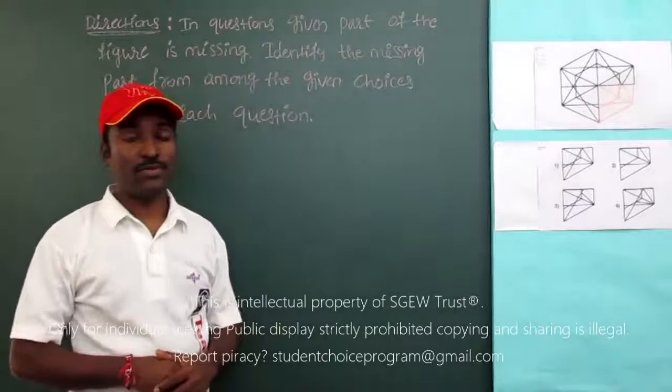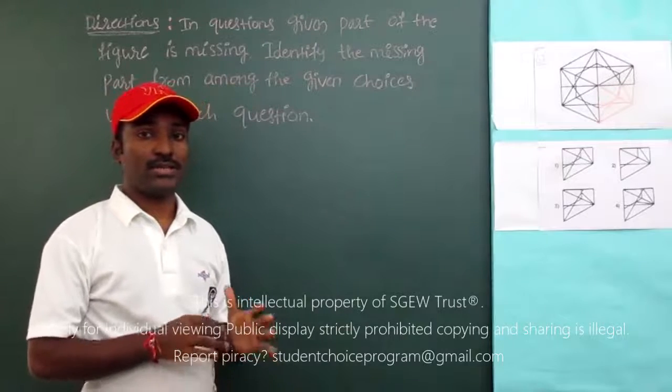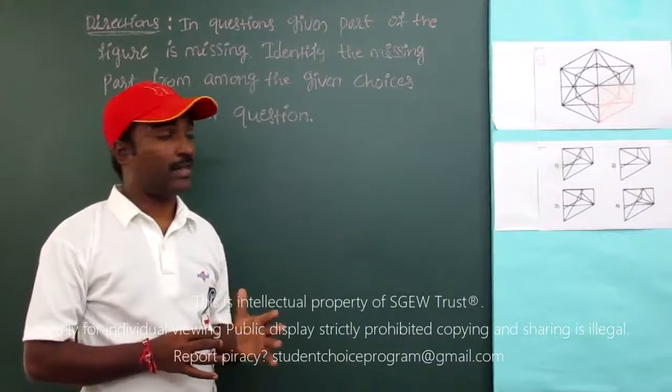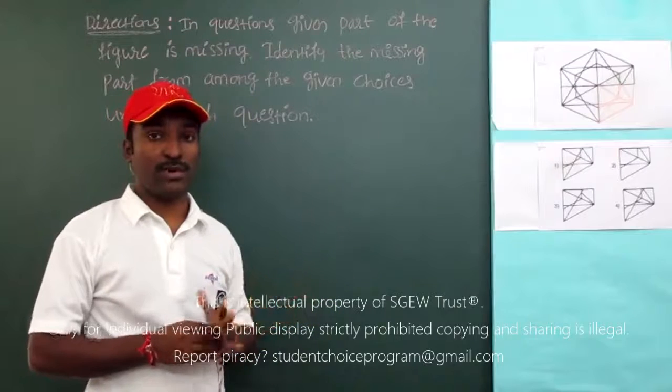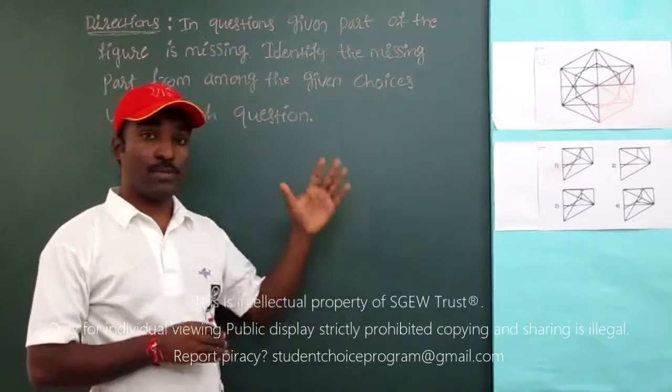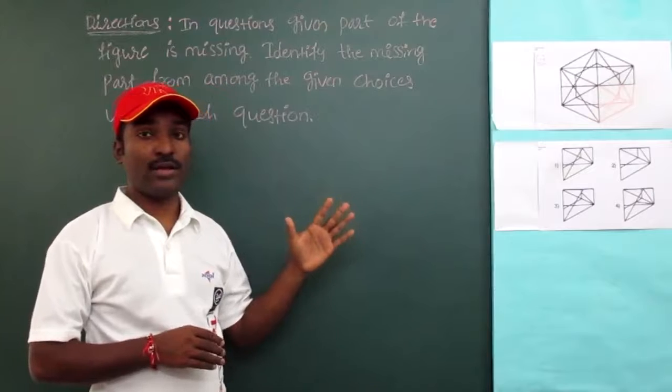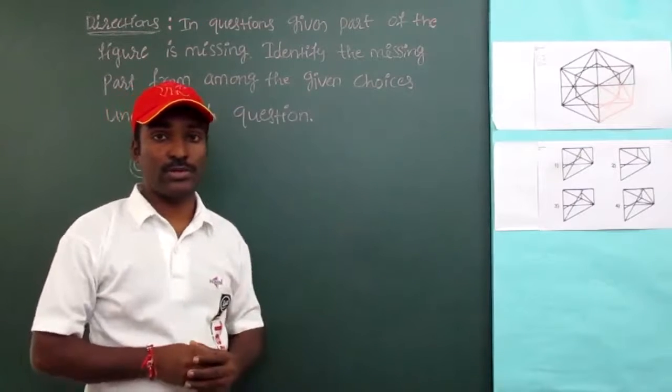In the previous example, we just drew a part of the figure and then eliminated some of the options, and finally came to the correct option. In this example, we completed that figure and then compared the drawn figure with the given options and then came to the final correct option.